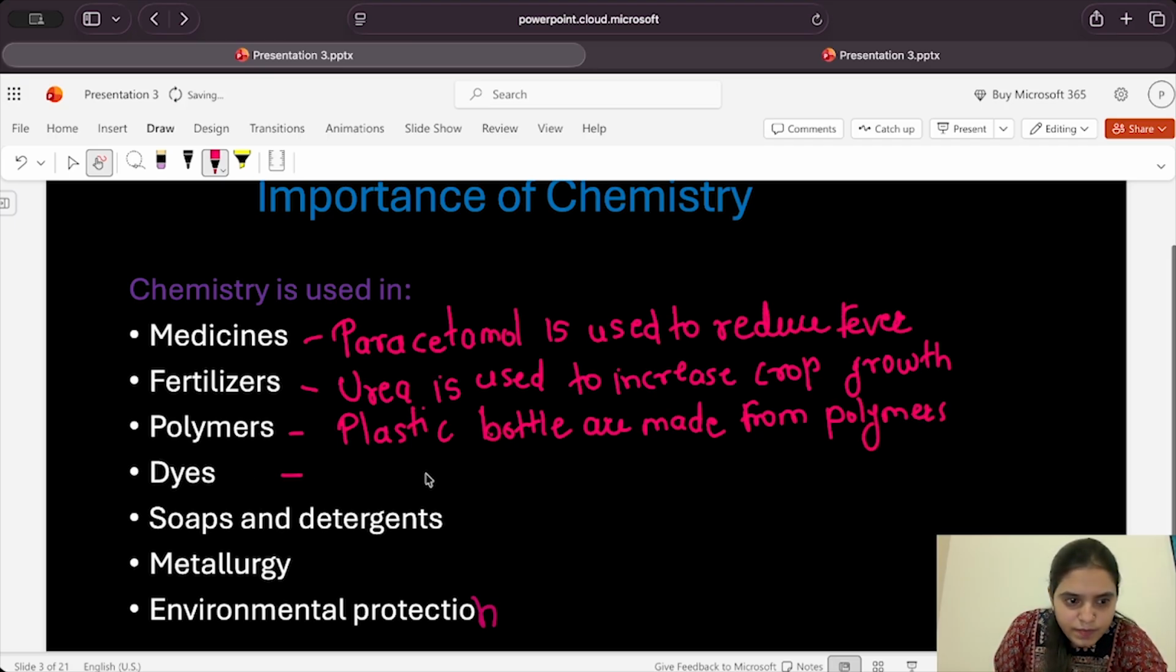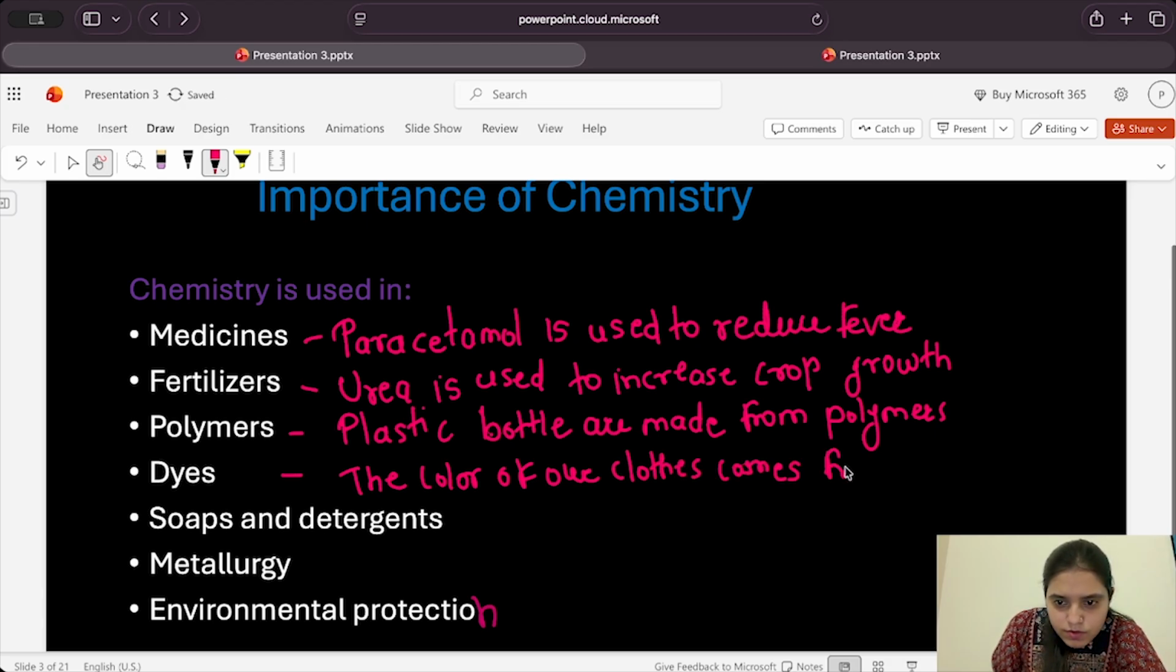Next is dyes. So, chemistry is used to manufacture dyes. Do you know why our clothes and our walls are colorful? It is because of dyes. Dyes give color to our clothes, paints, inks, and various industrial products. So, the color of our clothes comes from dyes.